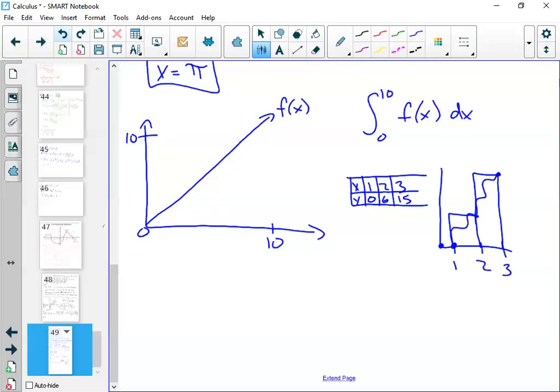A Riemann sum means let's just take some rectangles, the closest rectangles that we can to what we have, and we'll find the area of those rectangles, and we'll say that's close enough. Sure, we're off by that much, and sure, we're off by that much, but we're going to get way closer than if we just make something up. So this is what a Riemann sum is.